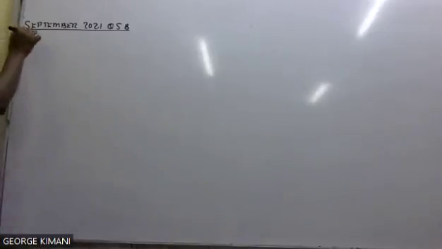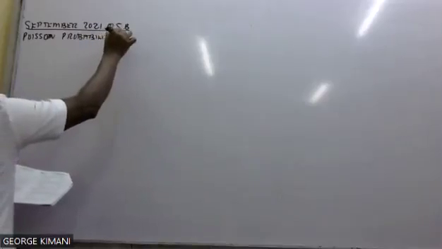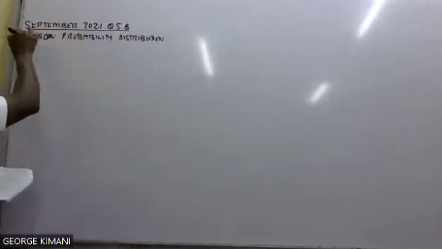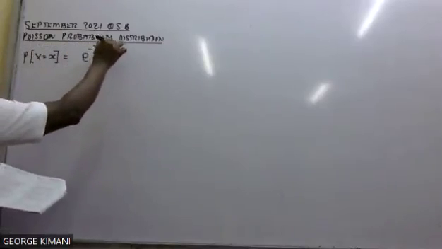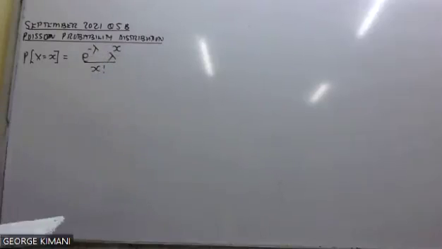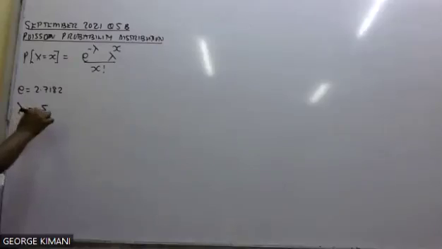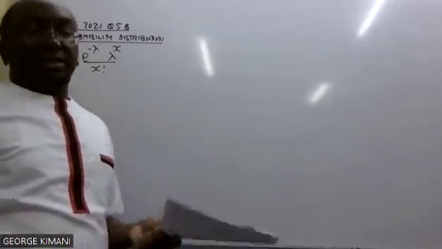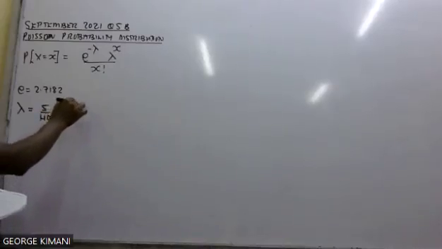So when you are told to use the Poisson probability distribution, I've said the first thing is to write the formula. And the formula is e raised to the power minus lambda, lambda raised to the power x, divided by x factorial. And e again is 2.7182. So lambda, which is the mean, is 5 out of 40. They found 5 in a total of 40. That's basically what the question says. So that is 0.125.